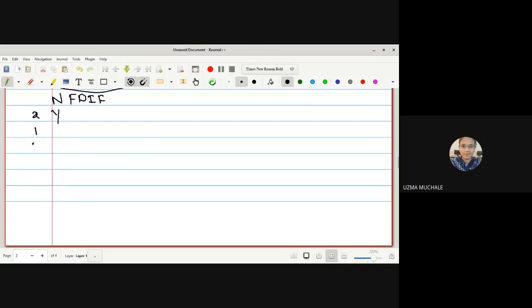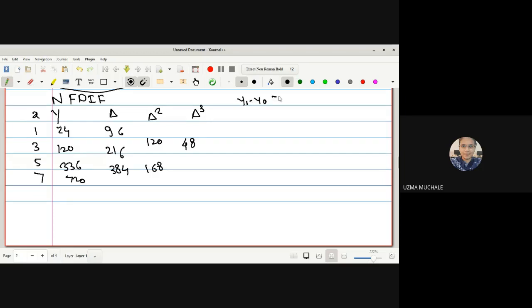X is 1, 3, 5, 7; y is 24, 120, 336, 720. Delta means the difference between these: 96, 216, 384, and the second forward difference 120, 168. No doubt we are getting the same values, because as I told you, the values are the same but the notations are different. We are simply evaluating y1 minus y0, y2 minus y1 and so on. So these values are the same but the notations are different.